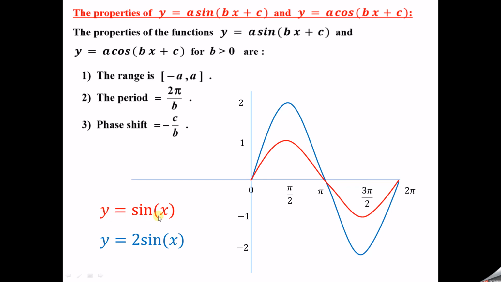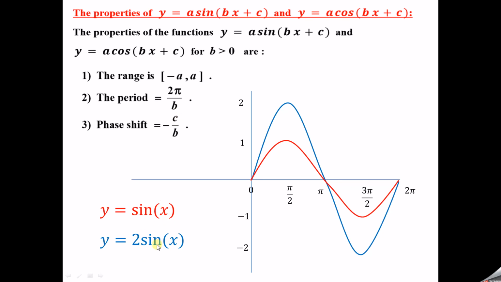So for this red function, the range is between minus 1 and plus 1. Since it is sin x, where b is 1, the period is 2 pi by b, which is 2 pi, for both sin x and 2 sin x. The period is the same. And c, if we compare, is 0 here, therefore no phase shift.